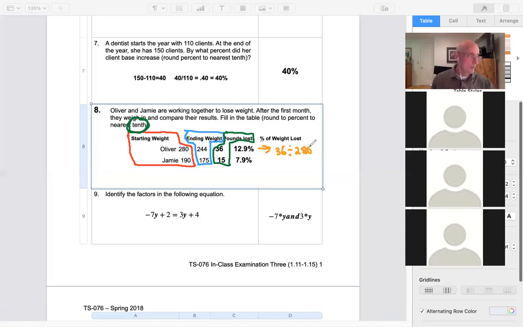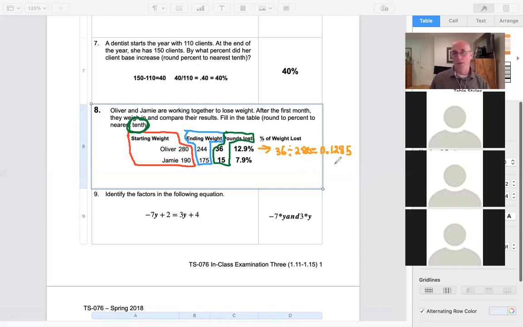I'm going to punch that into my calculator in a matter of seconds. 36 divided by 280 equals 0.1285. That's what you'll get on your calculator. Following that formula, divide it by the starting weight. When you subtract the two, you get a number, and divide it by the starting weight.